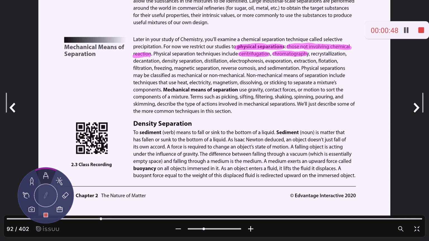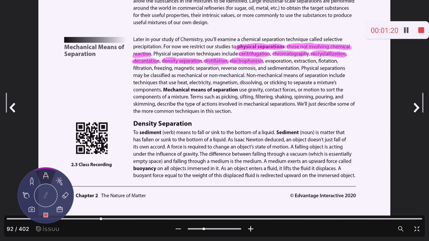Chromatography is what we will do today. There are a lot of different types of chromatography. The most common one that we will do is paper chromatography. And then you can recrystallize things by evaporating water from a salt mixture, for example. Decanting is where you pour off a liquid and leave a solid behind. Density separation is just like centrifuging. Distillation is where you separate things based upon boiling points. So you could heat like cherry soda and separate the components by the different boiling points.